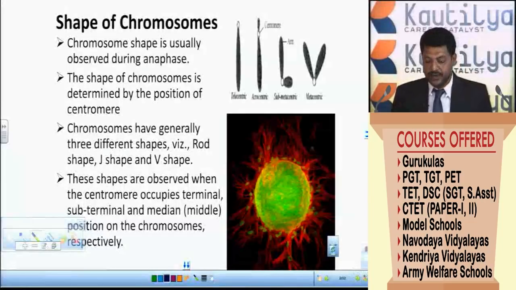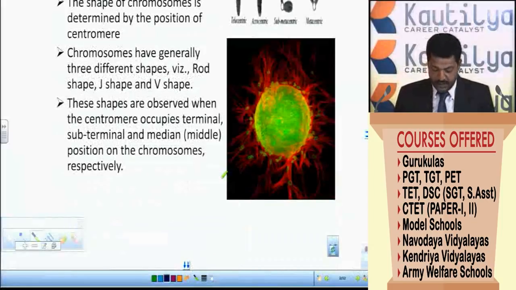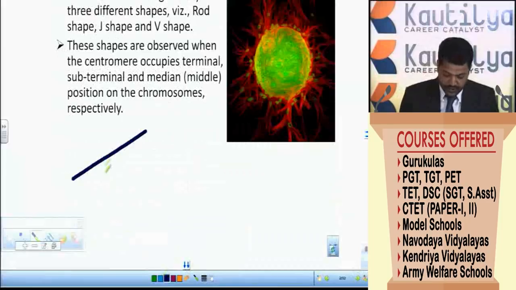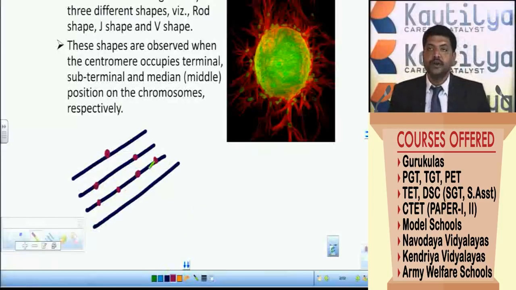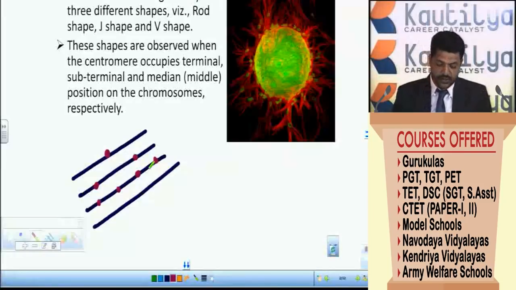Chromosomes get different shapes depending on the position of the centromere. Basically, chromosomes are classified into various categories based on the number of centromeres as well as the position of centromeres. There are types of chromosomes: if only one centromere is there, it is monocentric; if two centromeres, dicentric; if many centromeres, polycentric. Polycentric and dicentric are very rare, and monocentric chromosomes are frequently seen.